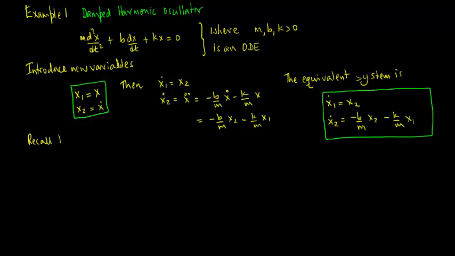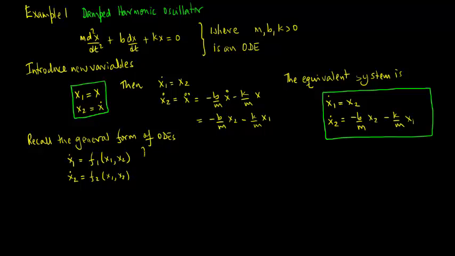Now recall the general form of the ordinary differential equations. That is, x1 dot is equal to f1 as a function of x1 and x2, and x2 dot is f2 as a function of x1 and x2. So if f1 is x2 and f2 is minus b on m x2 minus k on m x1, then we've essentially just turned the damped harmonic oscillator into the general form of the ODEs that we had earlier.